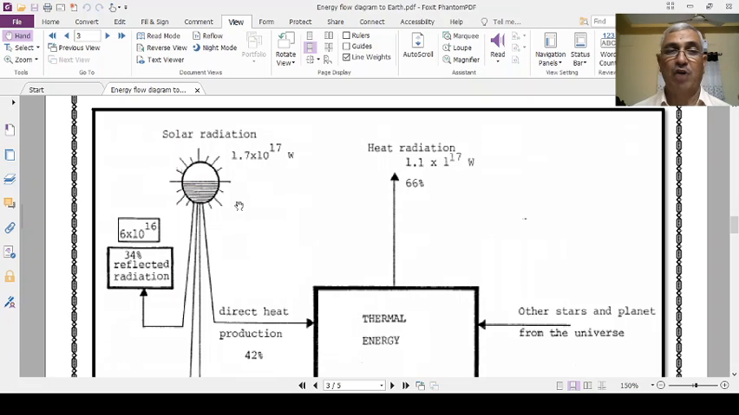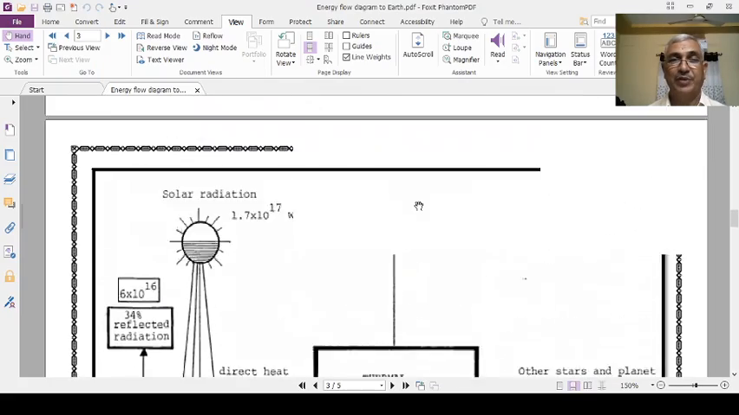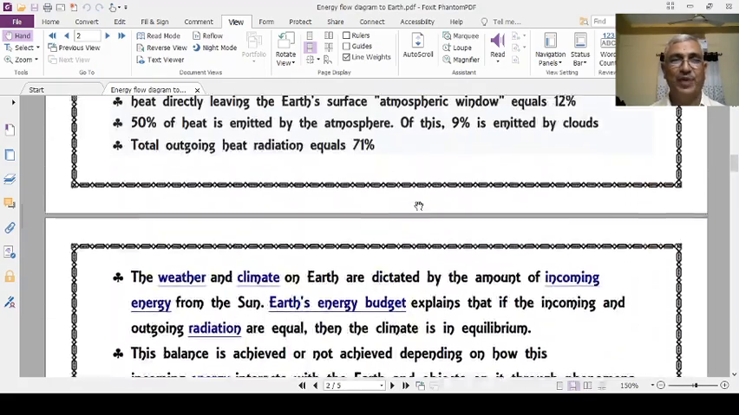Out of 100% that comes in the form of electromagnetic radiation, 34% will be reflected back in the form of electromagnetic radiation, but the remaining 66% is consumed and converted in all the forms and all the components of the earth, and ultimately that 66% will be reflected back into space by the earth in the form of heat radiation. This is the energy flow diagram of the earth.